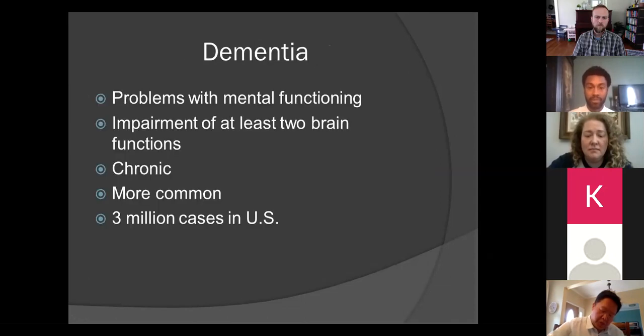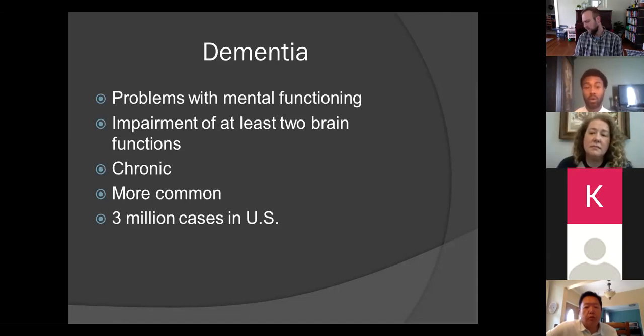Now, an aspect of neurodegenerative disease is dementia. This is more of a problem with mental functioning, like memory loss. A diagnosed dementia is an impairment of at least 2 brain functions, so let's say 2 different lobes of your brain. Also, this is chronic, so it can go on for a long time or come and go, depending on each case. This is the more common aspect of neurodegenerative disease. There's another aspect called ataxia, but dementia is what more people know about. There are also 3 million cases of dementia in the United States.